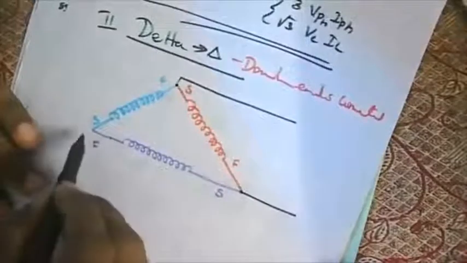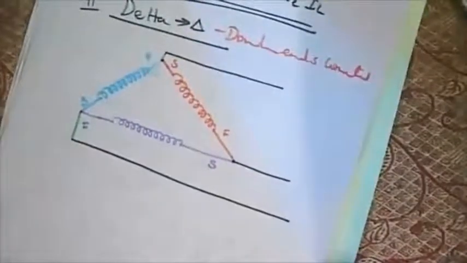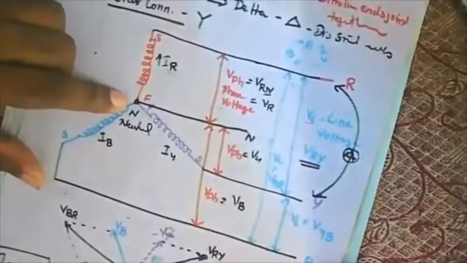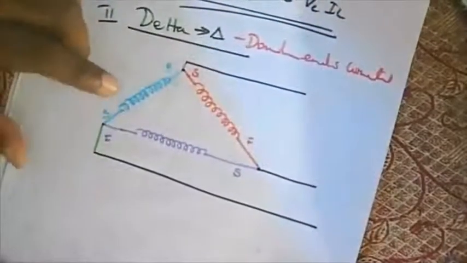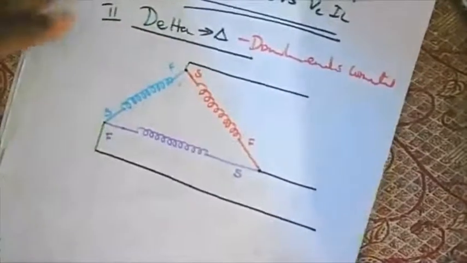I have three meeting points. So what is the main difference? In the previous case of a star, I had this common meeting point, it is known as neutral, but here I don't have a common meeting point. So I will call it as there will be no neutral in this one.